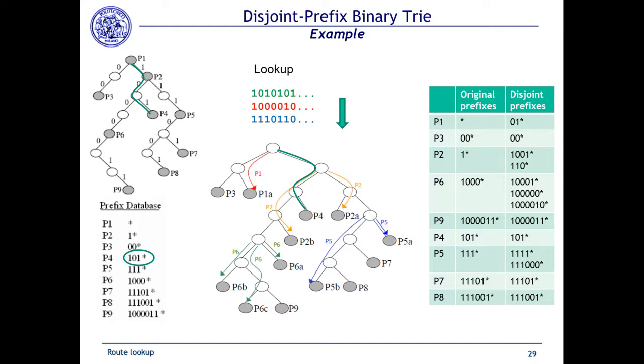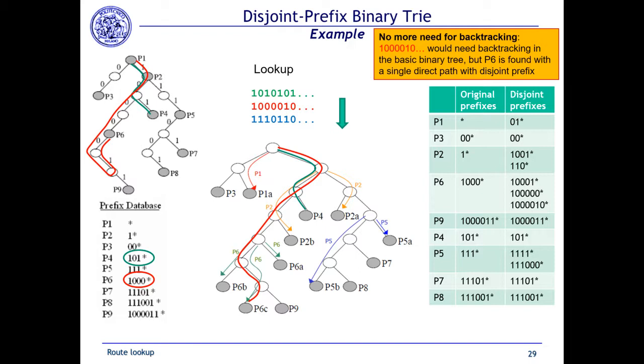So in this case, there is no difference. In the red one, we have a difference because in the original binary trie, we have to backtrack to P6. In this case, we find the result immediately because P6 is copied here at the bottom. And then there is this blue example that is here. So we have eliminated the need of performing backtracking in the binary trie.